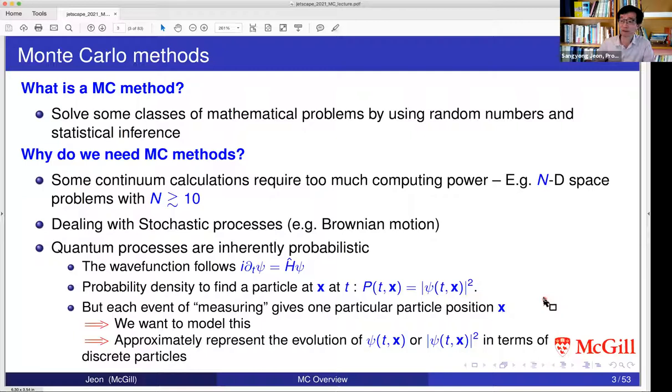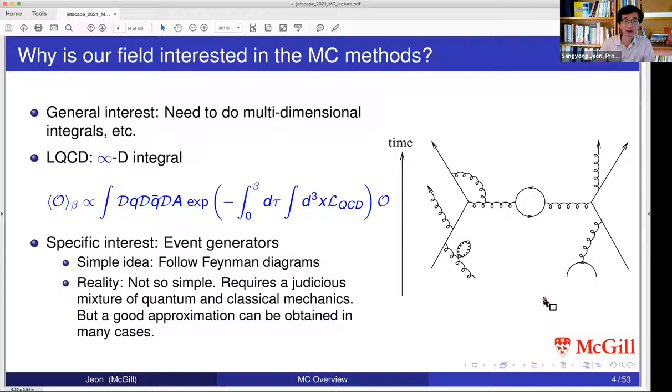Okay. So why is our field interested in Monte Carlo methods? Again, in general the interest is in things like multidimensional integrals. A good example is lattice QCD. Lattice QCD is trying to evaluate this expression. This is a Euclidean path integral of quark, anti-quark and gluon fields weighted by the Euclidean QCD Lagrangian. And if you want to measure something, you have to put an observable operator here. So what's a path integral? It's basically an infinite dimensional integral. As such, you cannot evaluate it explicitly. Even if you put it on a computer, you cannot evaluate this explicitly.